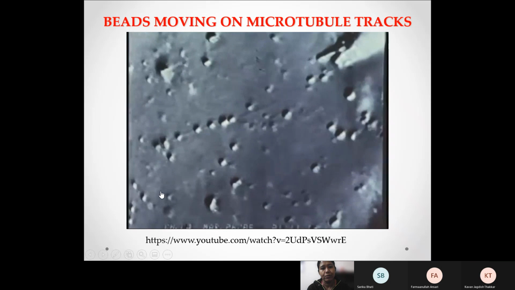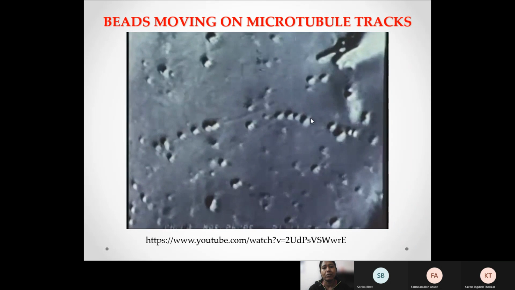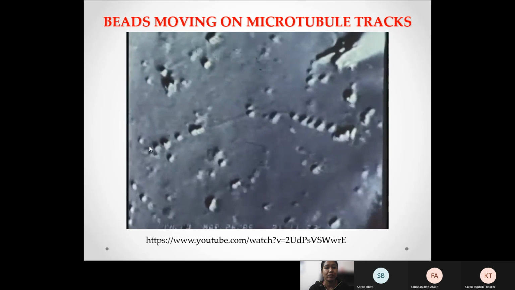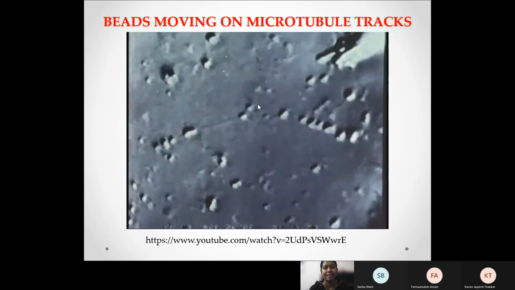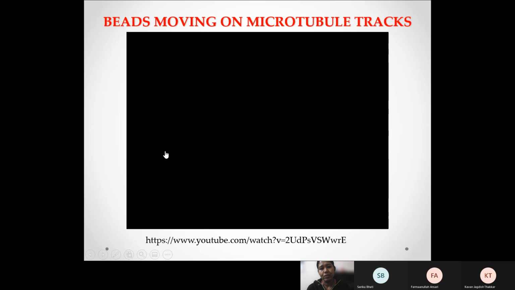So let's have a look at the video first. So you see the beads, they seem to undergo some sort of motion. And this, at least, you can see that it seems to be moving in a straight line, and you can actually see that line. And so this was kind of an artificial illustration of how materials within a cell is transported.